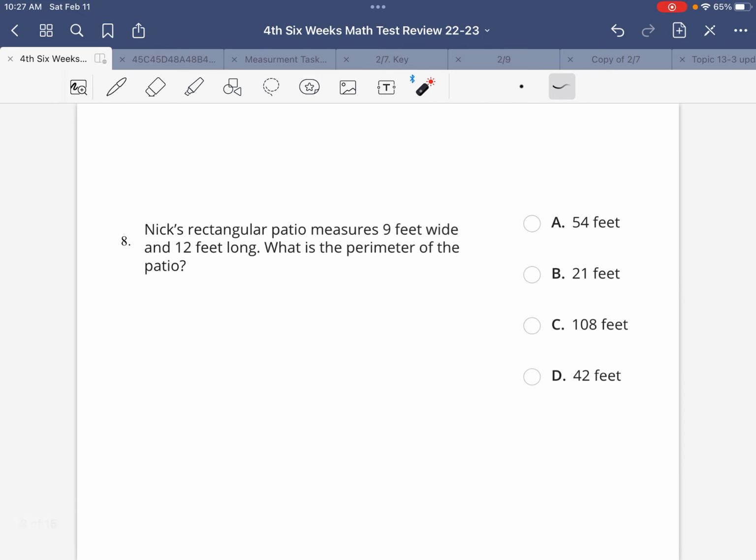Next one says Nick's rectangular patio measures 9 feet wide and 12 feet long. What is the perimeter of the patio? Okay, I'm gonna do my cubes again. So I have 9 feet, 12 feet. Underline my question, what is the perimeter of the patio? Box in my keyword, so it's a rectangular patio. We have feet, and it's looking for perimeter, okay?